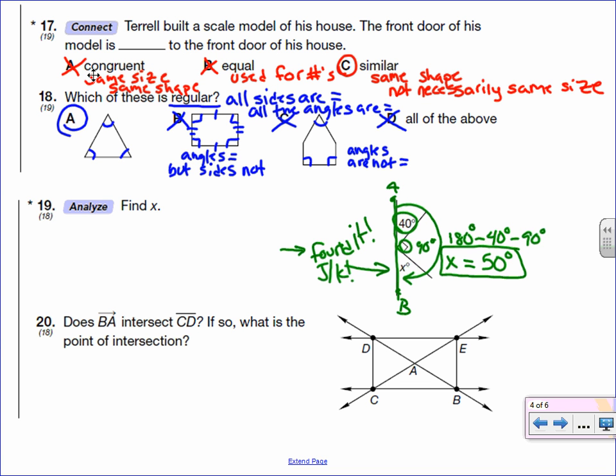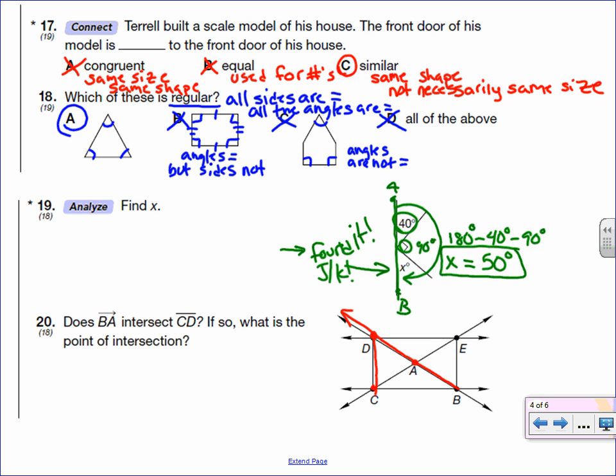Does ray BA intersect CD? So what they're saying is that ray BA goes from here to here. Ray BA does not stop at A. It just says that it starts at B and goes through A. Because it's a ray, it keeps going past A. And CD is a line segment, so it does stop at C and D.